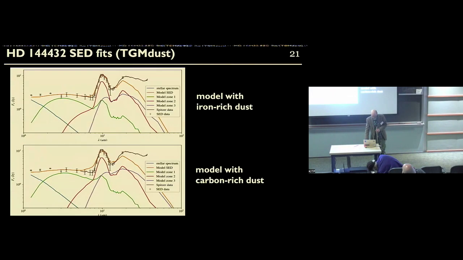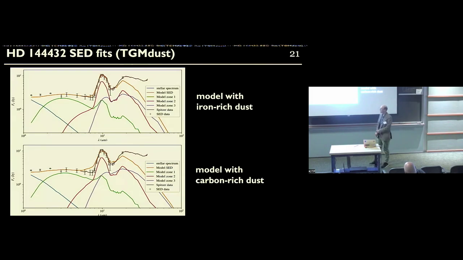So what is the real difference between the two models with the carbon and iron-rich dust? That is this region, around 6 to 8 micron. We see that the iron-rich model fits better in this region than the carbon-rich model. And that's the real difference between these two models.